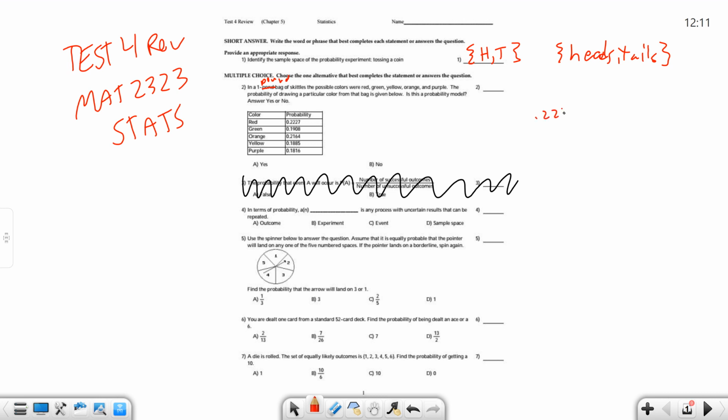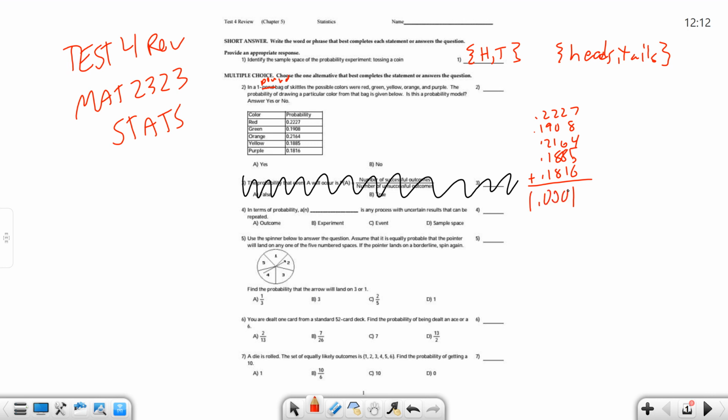So we need to take 0.2227, 0.1908, 0.2164, 0.1885, and 0.1816, and add all those together. So I'm going to take my calculator and say 0.2227 plus and so on. I hit a wrong button, so now I'm having to fix it, which takes forever. And that equals 1 exactly.